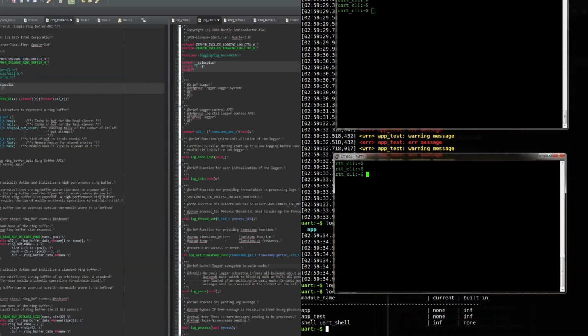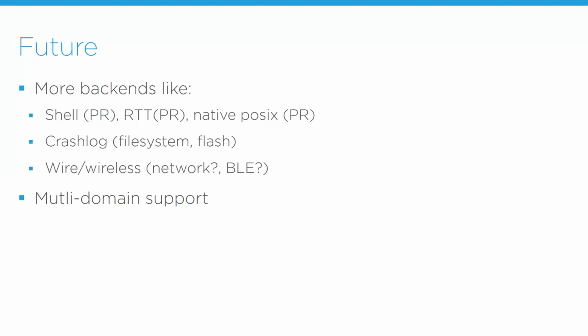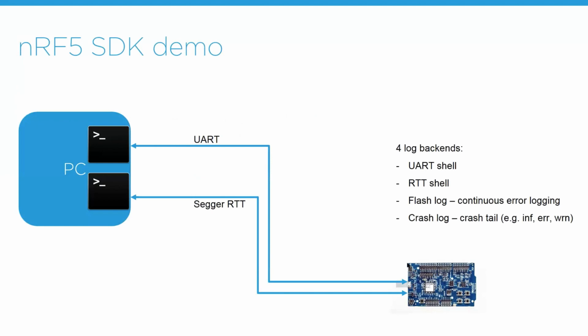So as you can see, now we have this demo with one board, and we are using two transports, UART and Segger RTT, to the PC. In this system we have four log backends: UART shell, RTT shell, flash log, and crash log. There is a distinction between flash log and crash log, because a flash log is a backend which continuously stores to flash messages which cross the filtering of this backend.